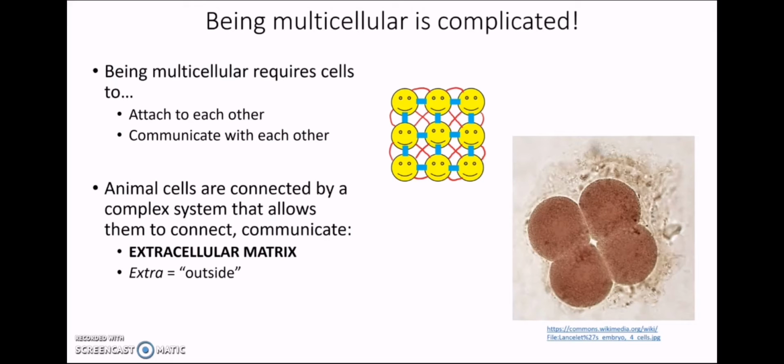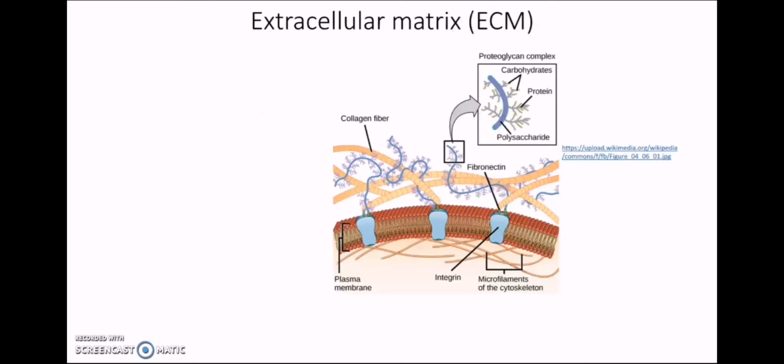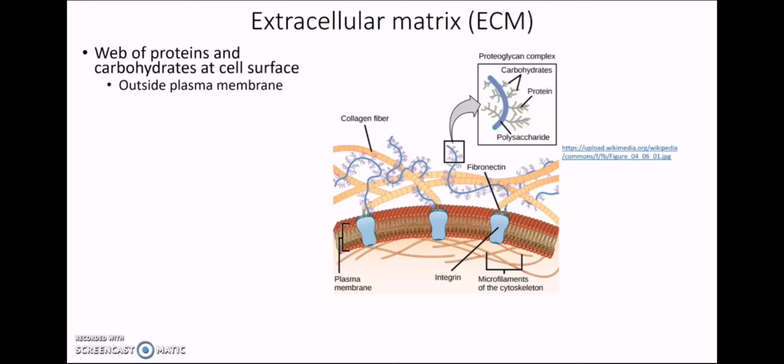I want to let you know that in this instance, the prefix extra is there to mean outside. So this is something that is primarily outside of the cell. Let's take a look. Here's a diagram showing the extracellular matrix, and it's made up of a web of proteins and carbohydrates at the cell surface, and it's located outside of the plasma membrane.